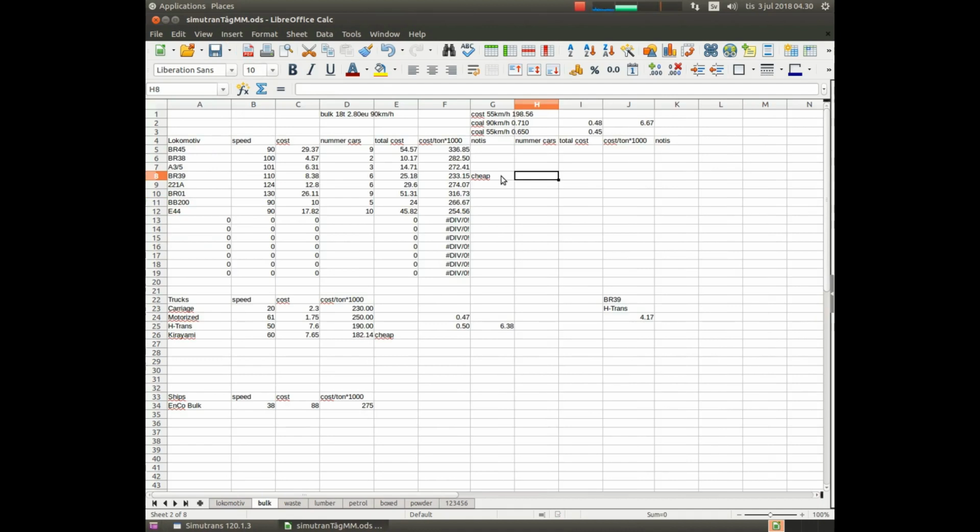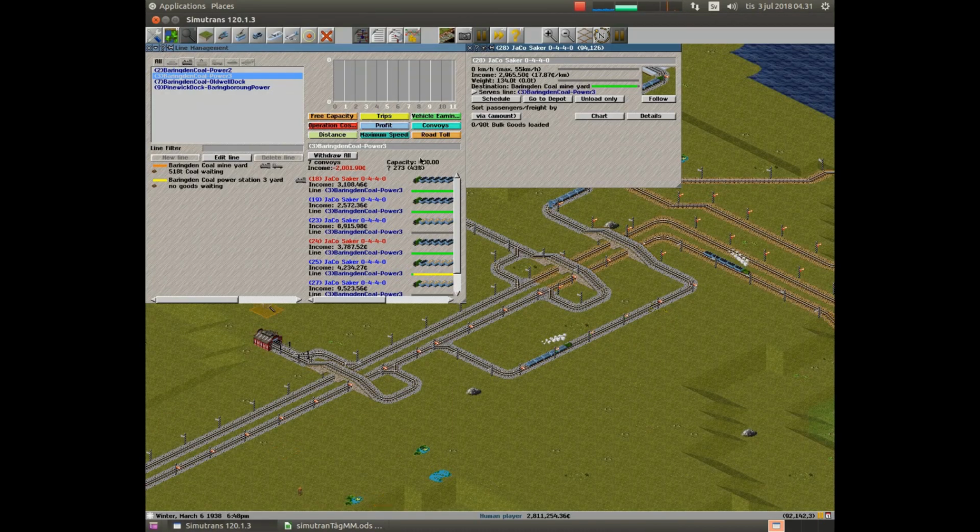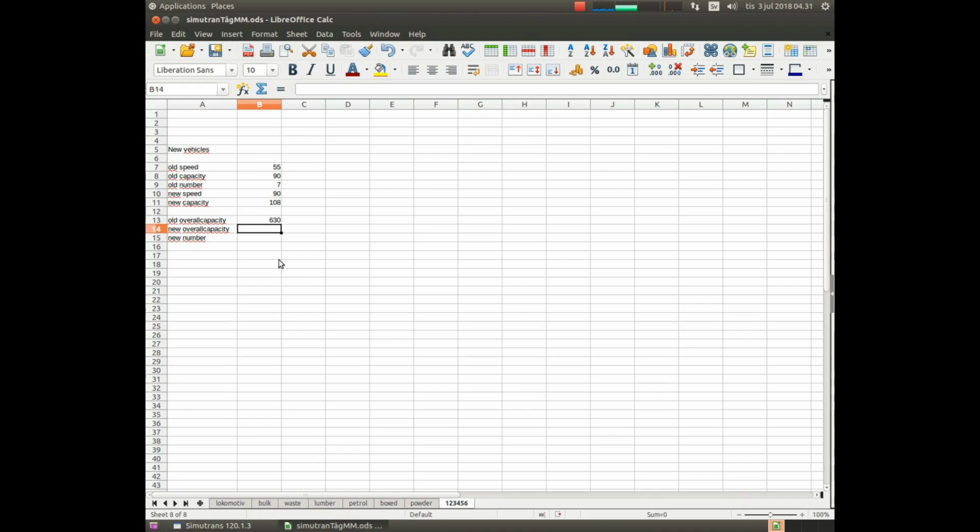Let's see now. British Rail, we should operate 6 cars, multiplied by 18, 108 tons in each train. Now we calculate the old capacity, that is the old capacity of each train multiplied by the number of trains, 630. That should be the same number as that. That means we are doing the right thing.